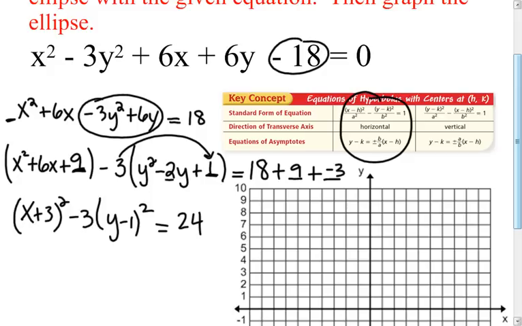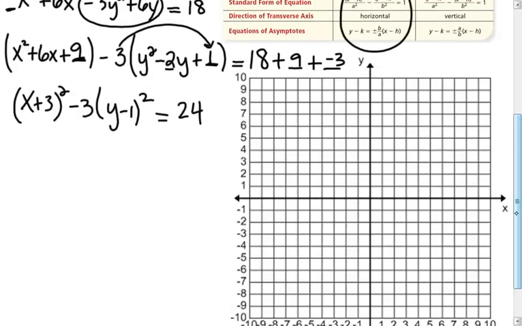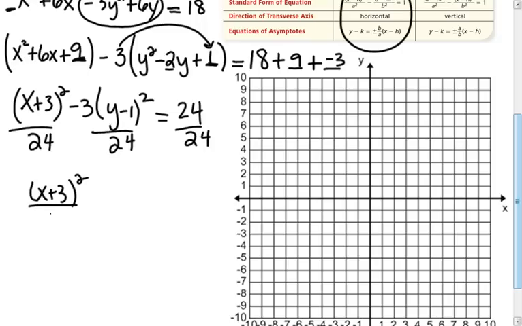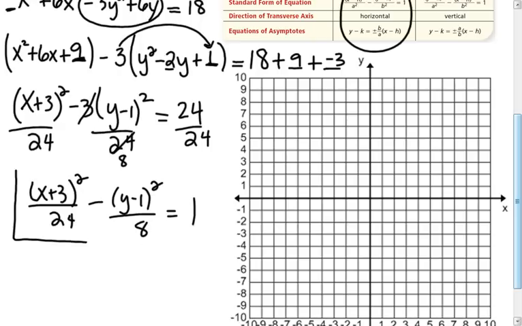And now in a hyperbola equation, of course, you need that right side to equal 1. So what you're going to do now is you're going to divide everything by 24. And you'll get x plus 3 squared over 24. The 3 and the 24 will cancel, and you'll get 8 over here, minus y minus 1 squared over 8 equals 1. Okay? So there's your equation for your hyperbola. Okay, I'm just going to kind of box this off to clean it up a little bit.